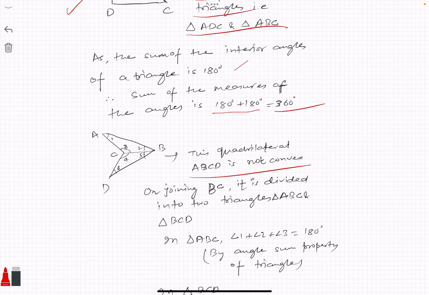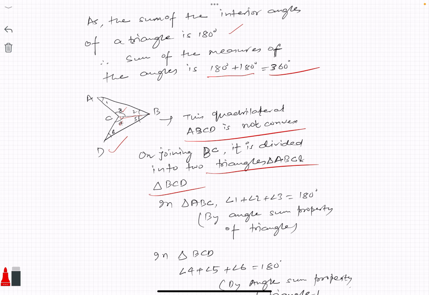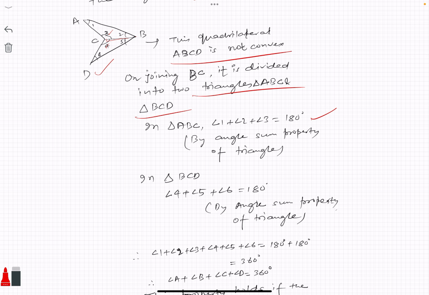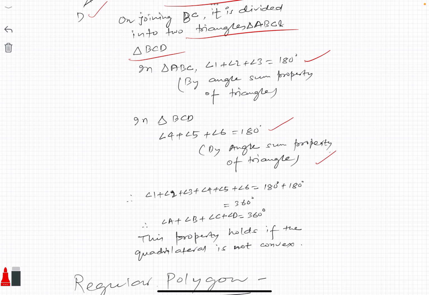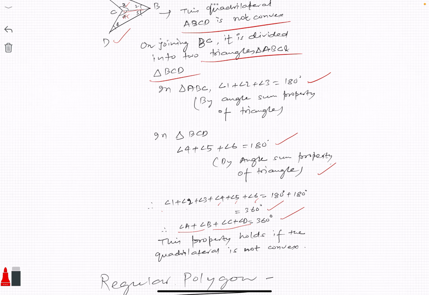This quadrilateral ABCD is not convex. On joining BC, it is divided into 2 triangles, triangle ABC and triangle BCD. In triangle ABC, angle 1 plus 2 plus 3 is equal to 180 degrees by the angle sum property of triangles. In triangle BCD, angle 4 plus 5 plus 6 is equal to 180 degrees. On adding all these angles, we get 360 degrees. So angle A plus B plus C plus D is equal to 360 degrees. This property holds even if the quadrilateral is not convex.